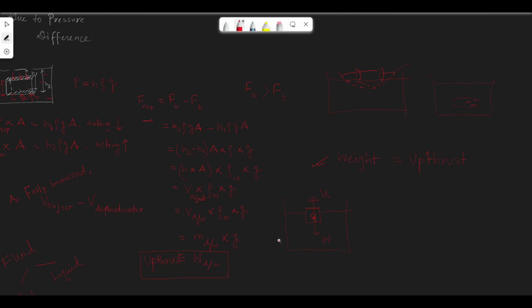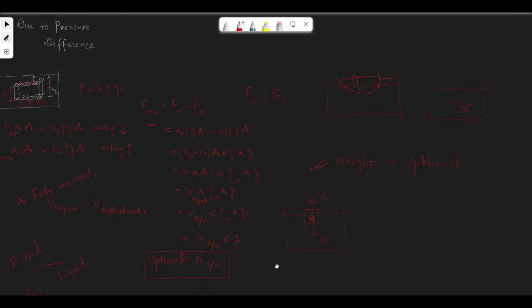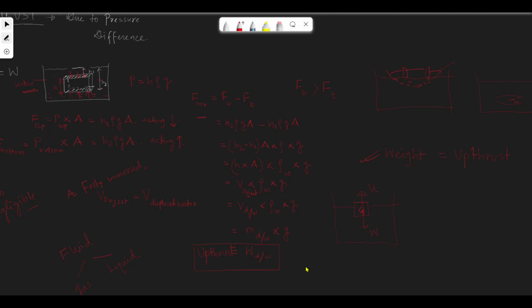It means the object, either partially submerged or fully submerged, as long as it is in the same vertical position, the upward force equals the downward force. The upward force is upthrust, the downward force is weight. So these are the cases of upthrust, and lots of examples are there.